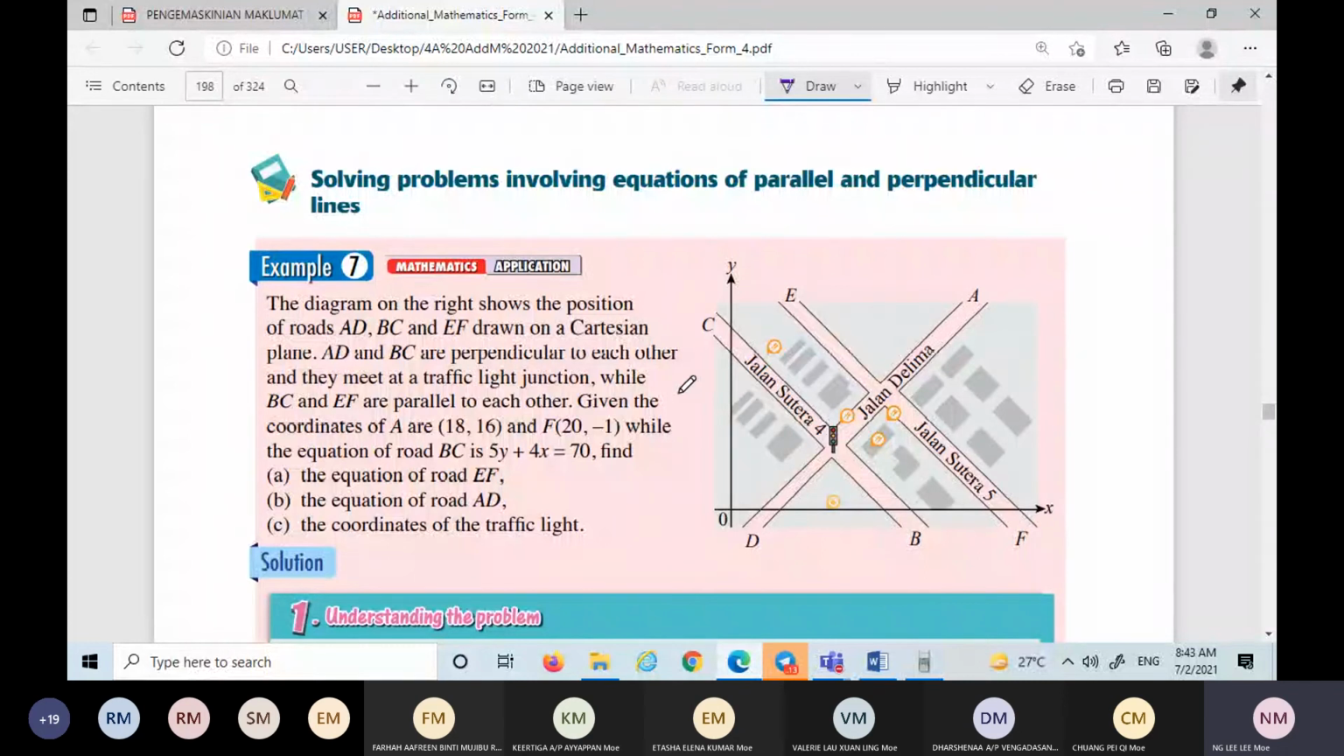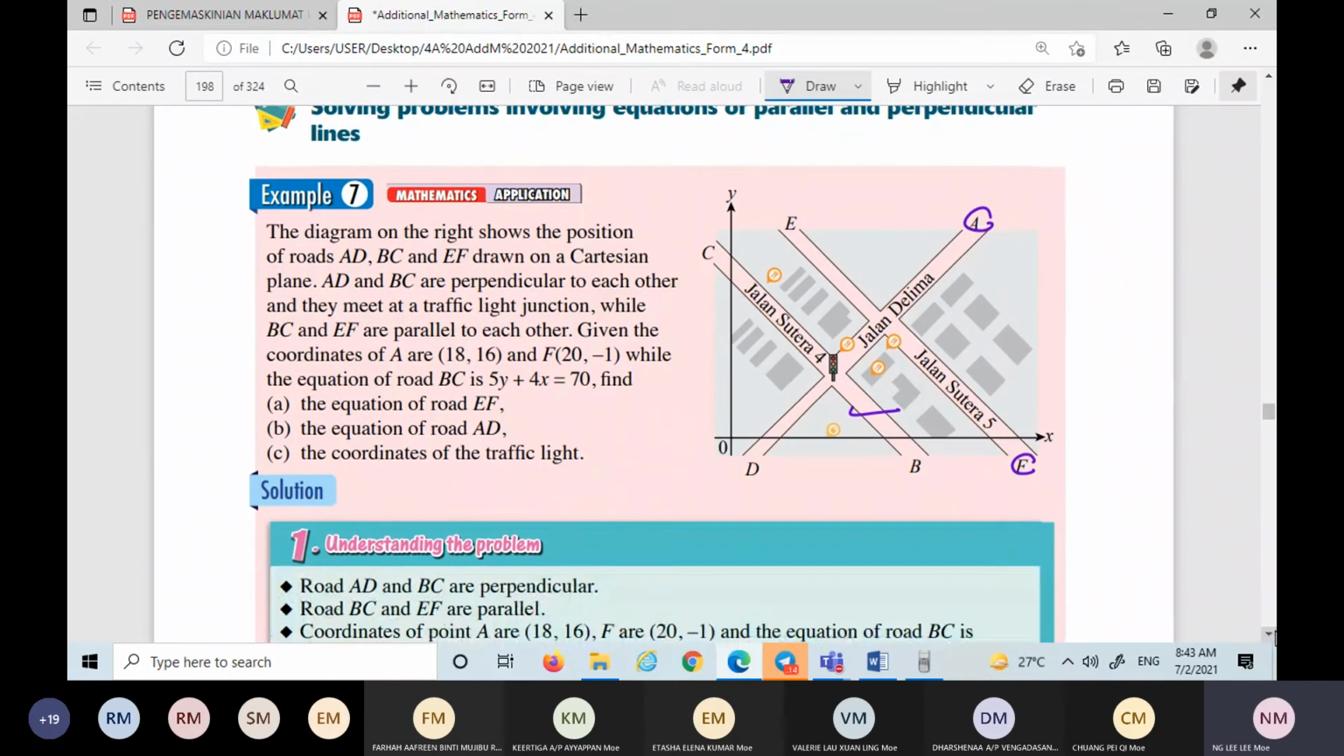they didn't use it. Given the coordinate of A is this, the coordinate of F is this, the equation of the root BC is this, so find the equation of the root EF. This is why I asked whether you know how to form equations, you know how to find gradient, all that, because you need to use it for this subtopic, even for the whole topic. So you have point A, the coordinate, and then you have BC, the equation of the line.